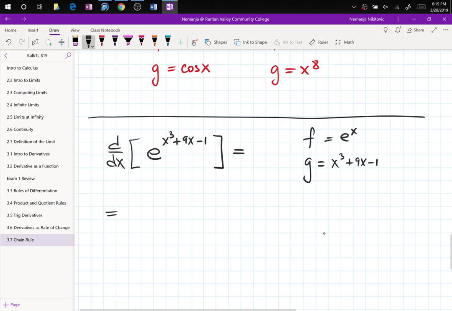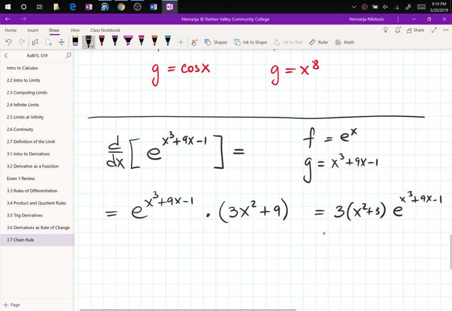All right, so what's the derivative? The derivative of e to the x is itself, so you get to copy the whole thing. And then times the chain rule, which is the derivative of the polynomial, 3x squared plus 9. Now, if you really want to be fancy, you kick 3 out, you have your x squared plus 3, and then e to the x cubed plus 9x minus 1.